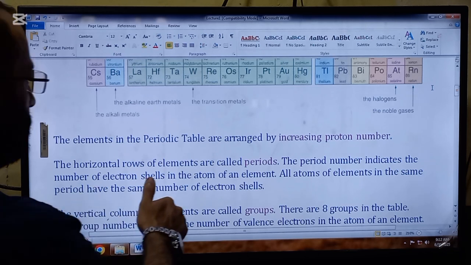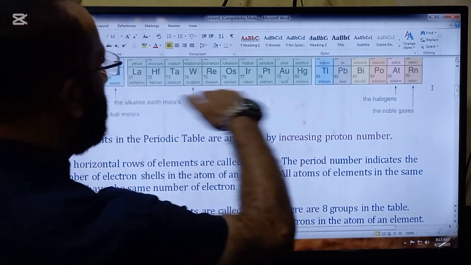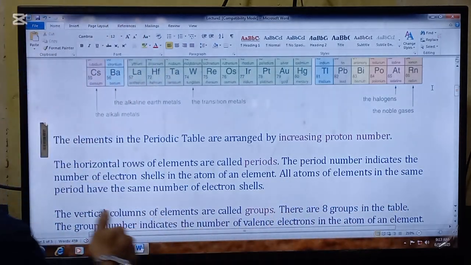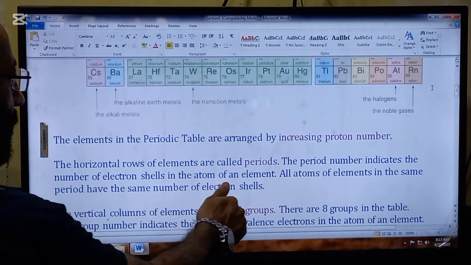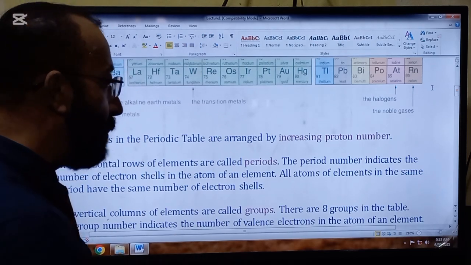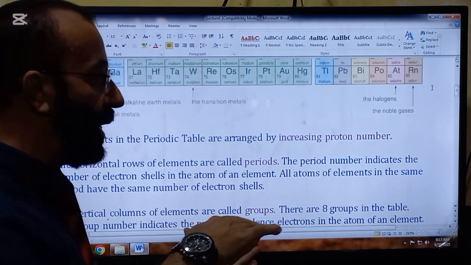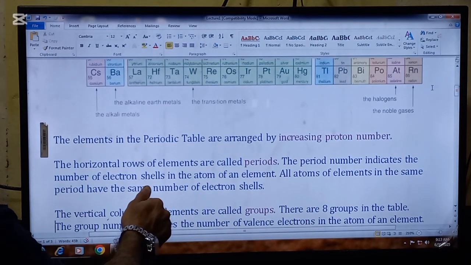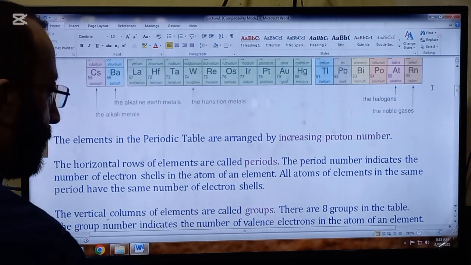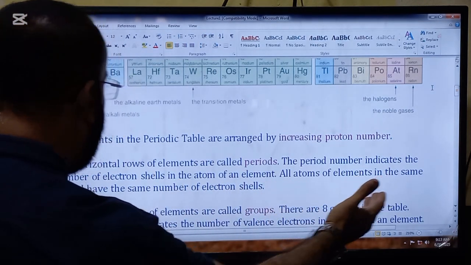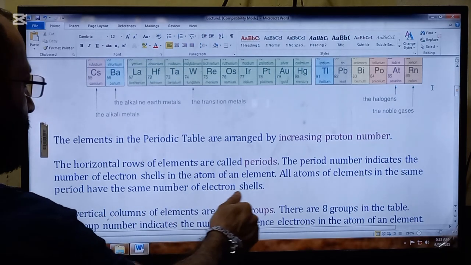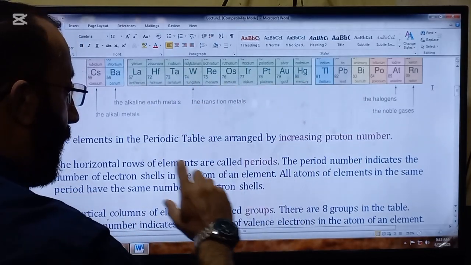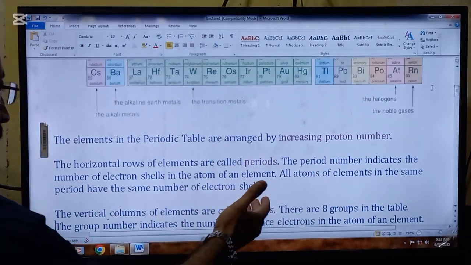Next, the horizontal rows of the elements are called periods. So these are the horizontal rows, and these are called periods. The period number indicates the number of the electron shells in the atoms of an element. So this is a very important point. All atoms of elements in the same period have the same number of electron shells. So in the same horizontal row, every atom of the elements will have the same number of electron shells.